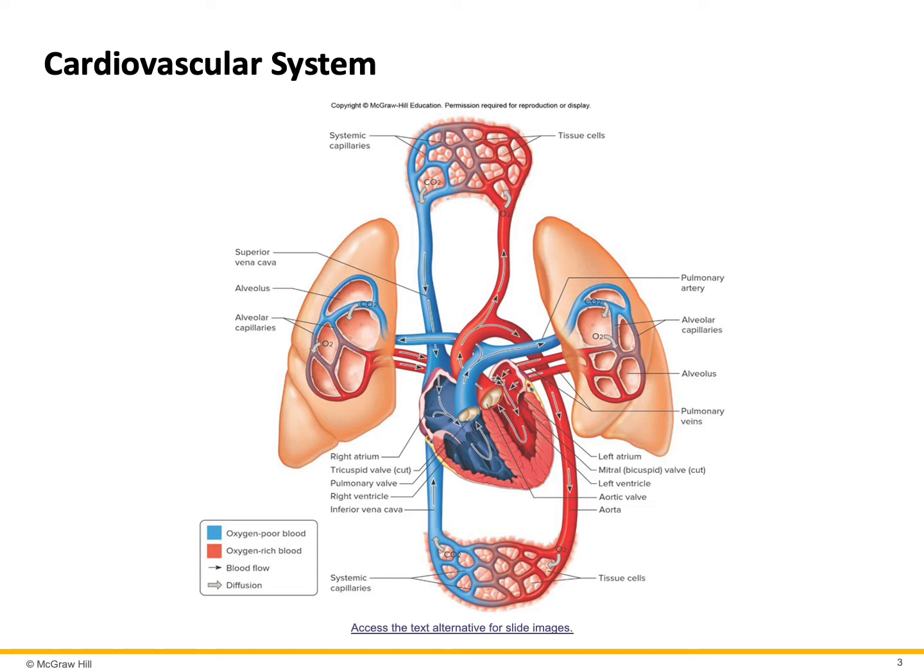There are three large groups of blood vessels. We have arteries, which carry blood away from the heart. Then we have veins, which carry blood toward the heart. And then we have capillaries, which connect arteries and veins.